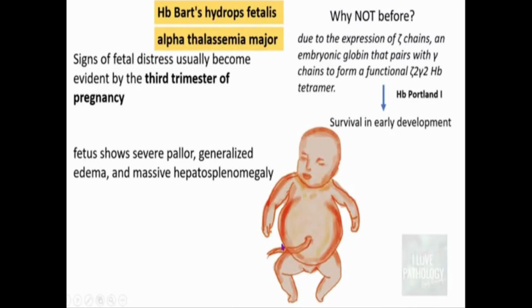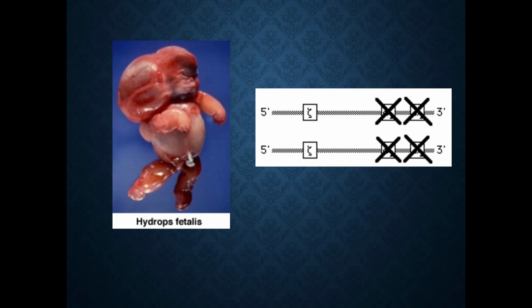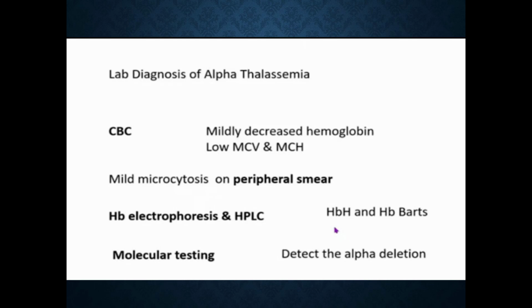So this is commonly evident in the 3rd trimester. They usually will have severe pallor, generalized edema and massive hepatosplenomegaly. You can see all 4 are deleted. This is a gross picture of hydrops fetalis.